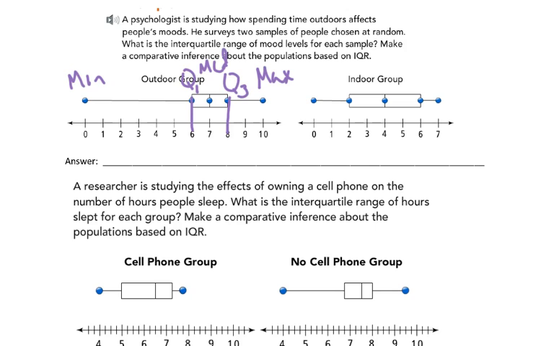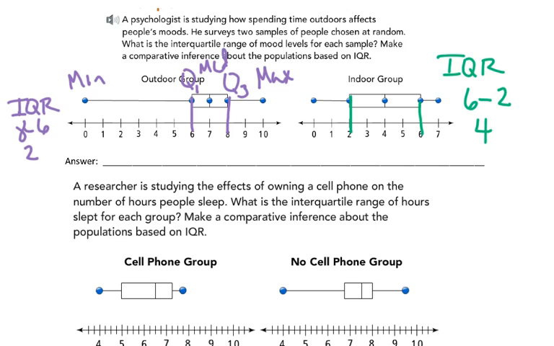So the IQR for this one is 8 minus 6, which is 2. And if we compare that to the indoor group, the IQR for the indoor group is 6 minus 2, which is 4. Now, I want you to realize what a quartile is.